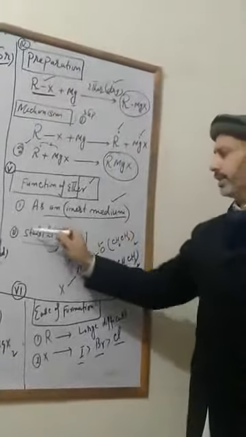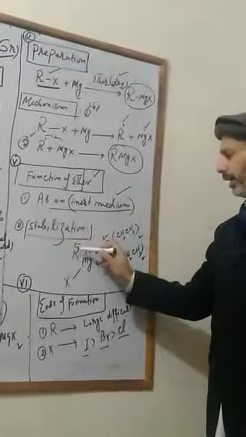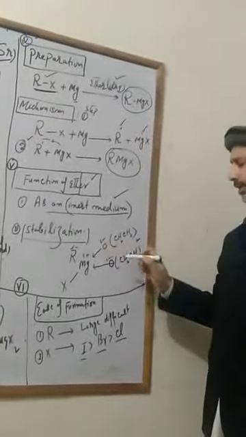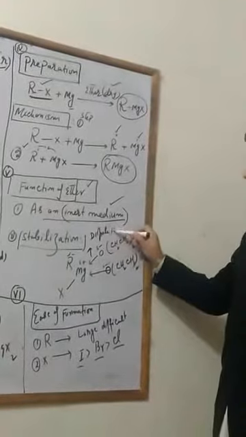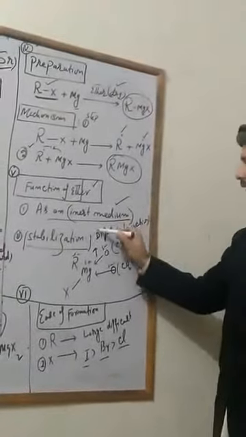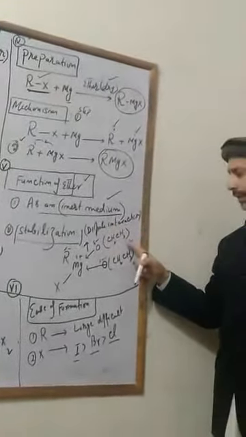Second, it stabilizes Grignard reagent. Look over here. In alkyl magnesium halide, magnesium carries a positive charge, while the oxygens here and here carry a negative charge as well as lone pairs of electrons. Therefore they are negatively charged. They interact over here by dipole interaction, and that's why it is stabilized. So the Grignard reagent will be stabilized by ether in this way.